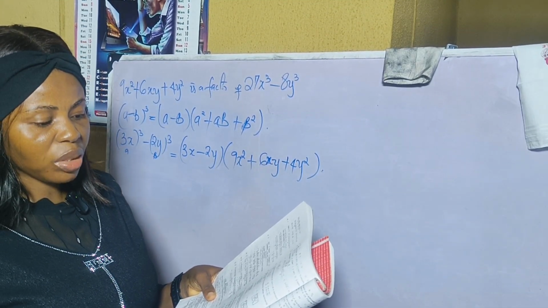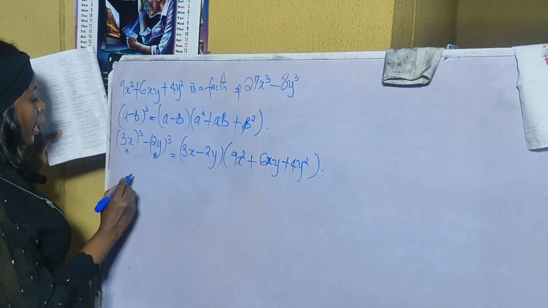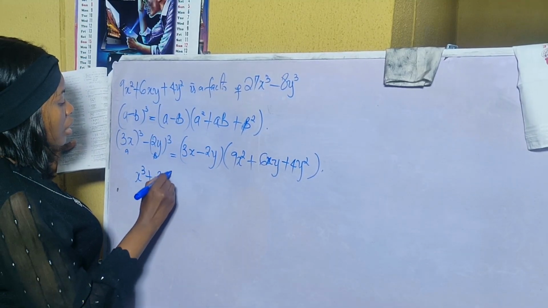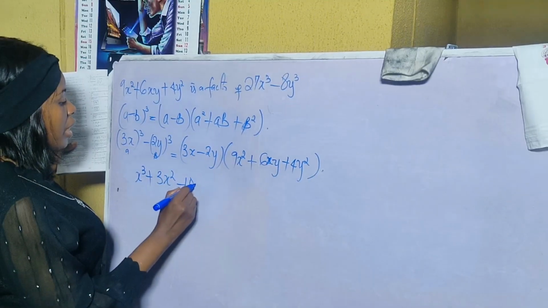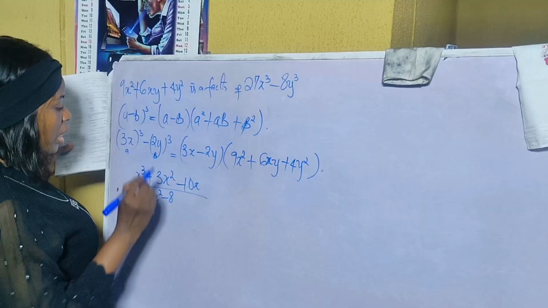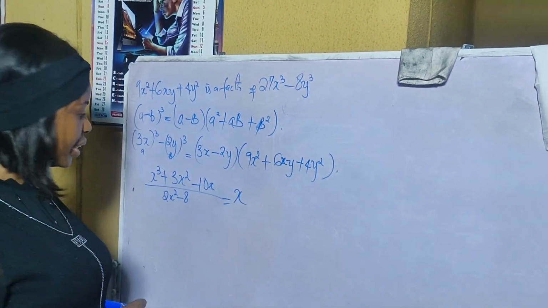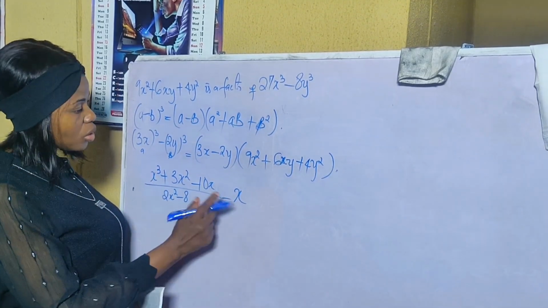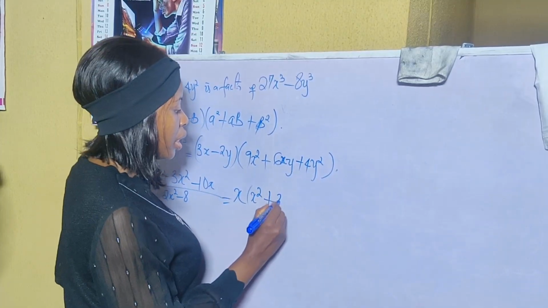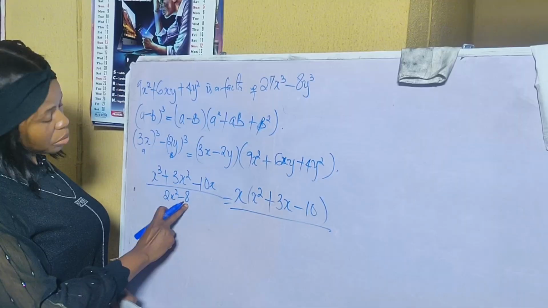Completely factorize x cubed plus 3x squared minus 10x all over 2x squared minus 8. I have eyes, I can see. So I can see that x is common in all of them. I bring out x. This is x squared plus 3x minus 10 all over 2 is common here.